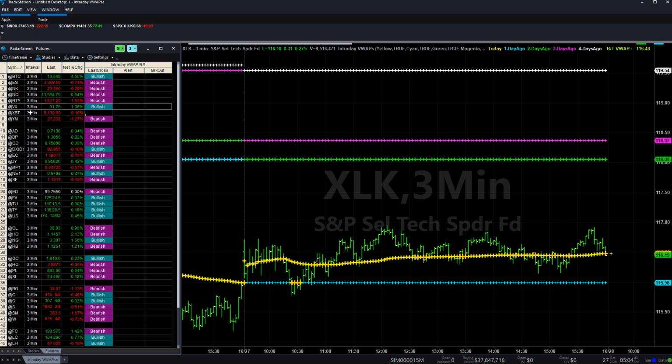You'll notice that I have the intervals here in RadarScreen set at 3 minutes. That's all part of the workspace. But if you're going to build your own charts and your own RadarScreen, you can certainly do that.